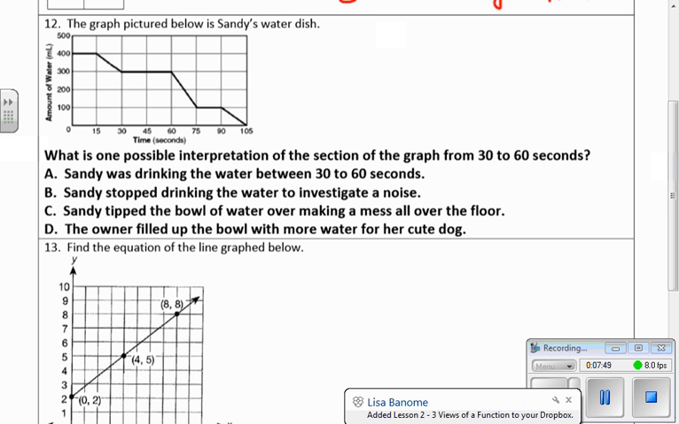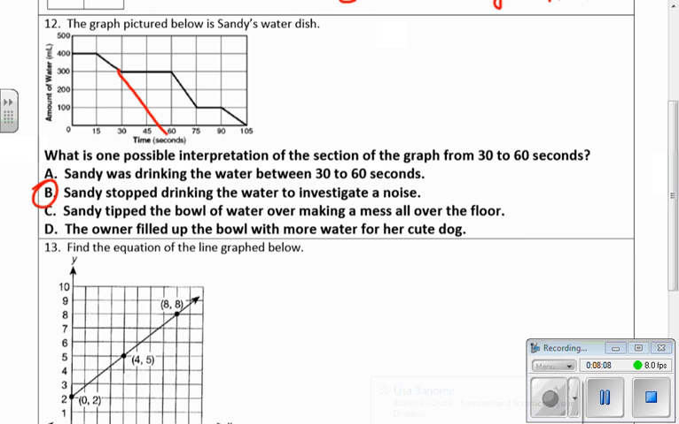So what is one possible interpretation of the section of the graph from 30 to 60 seconds? Sandy was drinking the water. No, because it's not changing. Sandy stopped drinking the water to investigate a noise. That looks good. Sandy tipped the bowl of water over, making a mess. Well, then the amount of water would change. It would have gone down drastically. So definitely didn't do that. And the owner filled up the water bowl. Well, then the line would have gone up. So that's not it either.